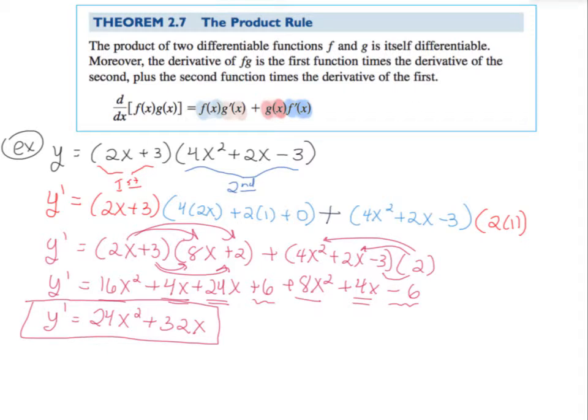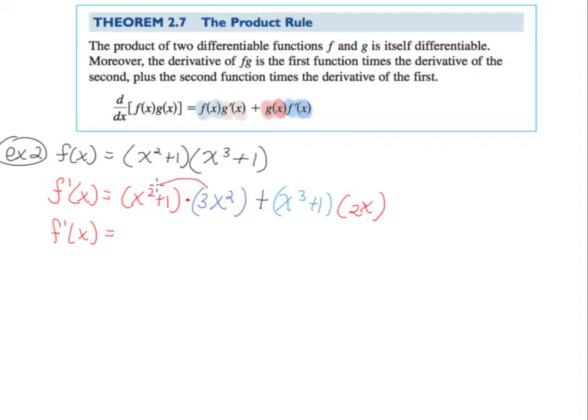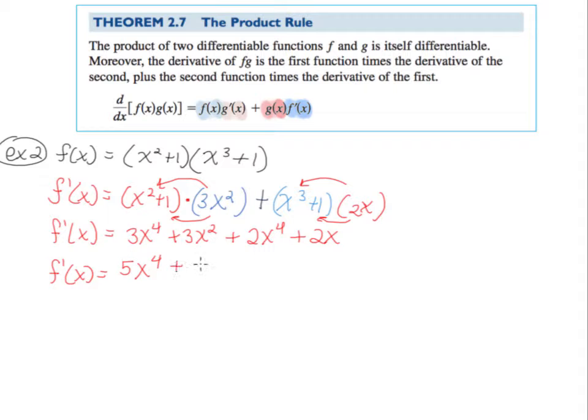Alright, repeating the process for example 2, our first term is x squared plus 1, so we copy that down, times the derivative of x cubed plus 1, which is 3x squared, plus the second term, which is x cubed plus 1, times the derivative of the first term, which is 2x. And then using algebra, simplify down our problem. We end up with f prime of x is equal to 5x to the fourth plus 3x squared plus 2x.